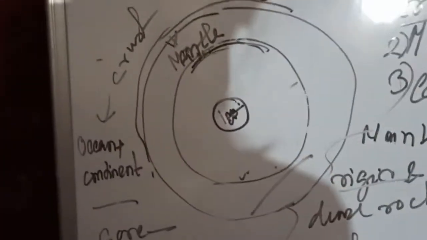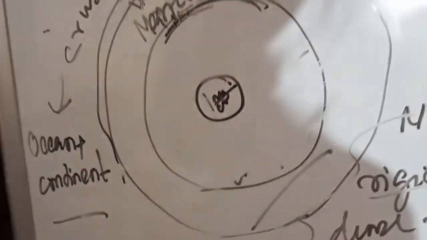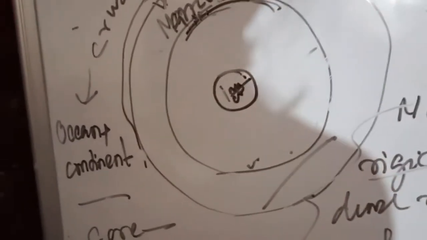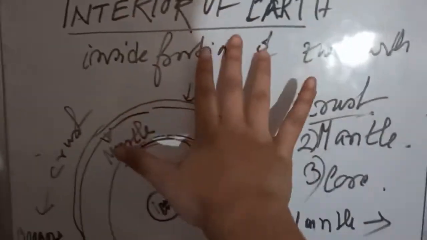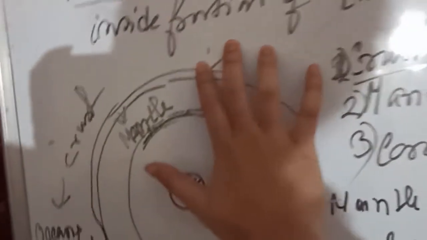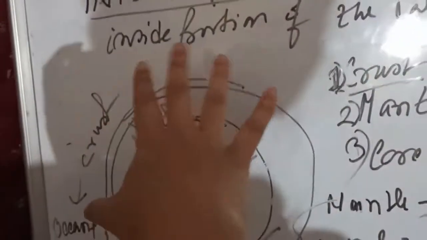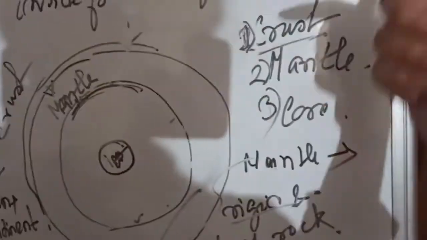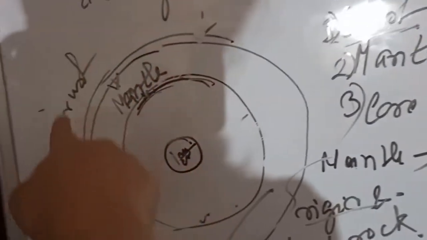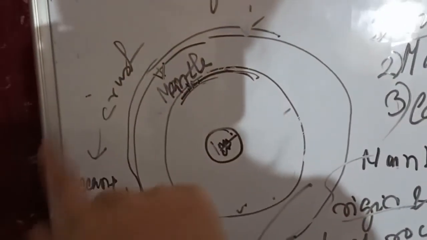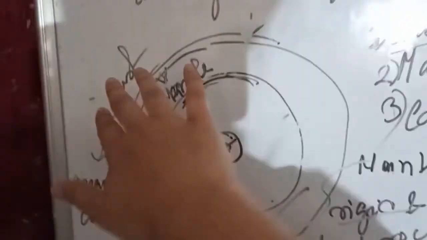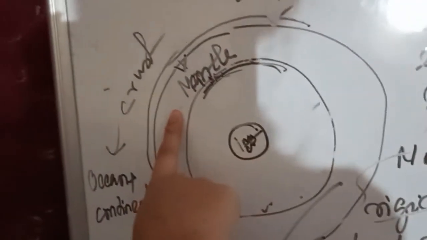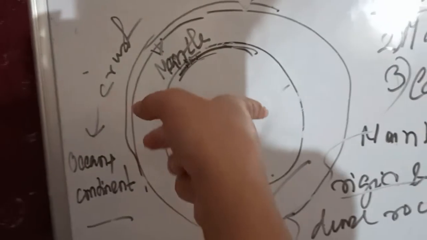Now I'm going to revise what I said in this video. The interior of the earth chapter deals with the inner structure of the earth. The earth is divided into three portions: crust, mantle and core. The crust is the outermost layer of the earth where we and all living beings survive and sustain. Next to the crust we have the mantle, and next to the mantle we have the core.